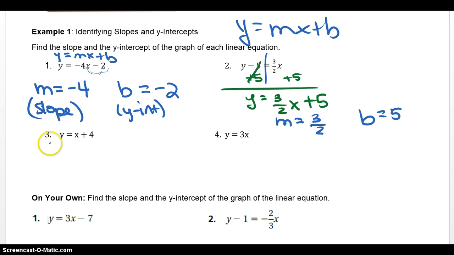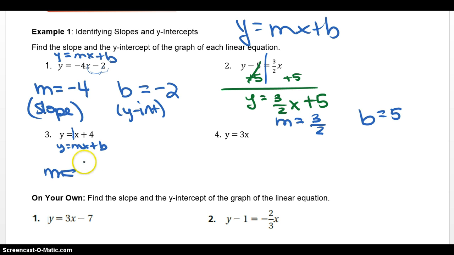So let's go down to number 3. y equals x plus 4. What does y equal? x plus 4. So if we're thinking, if we write underneath it, what's mx plus b, what took the place of m? Well, what's the coefficient? We call that the coefficient. What's the number in front of the x? If you don't see the number there, we're not writing it, but there's still a 1 in there. So maybe go ahead and put a 1 in there.